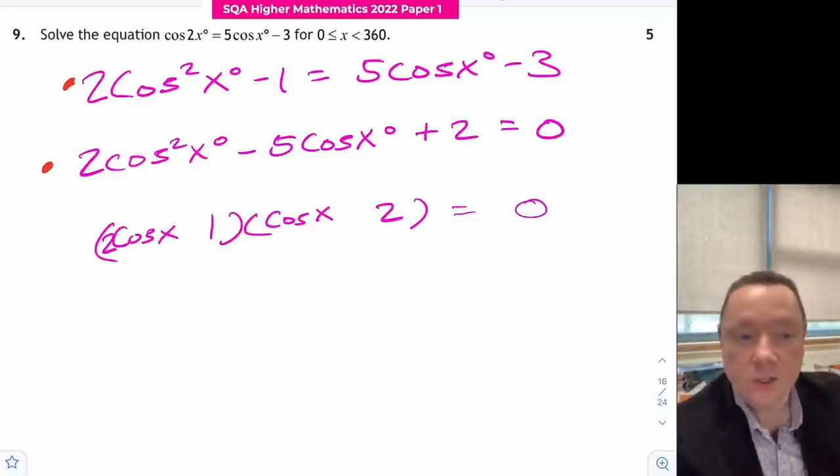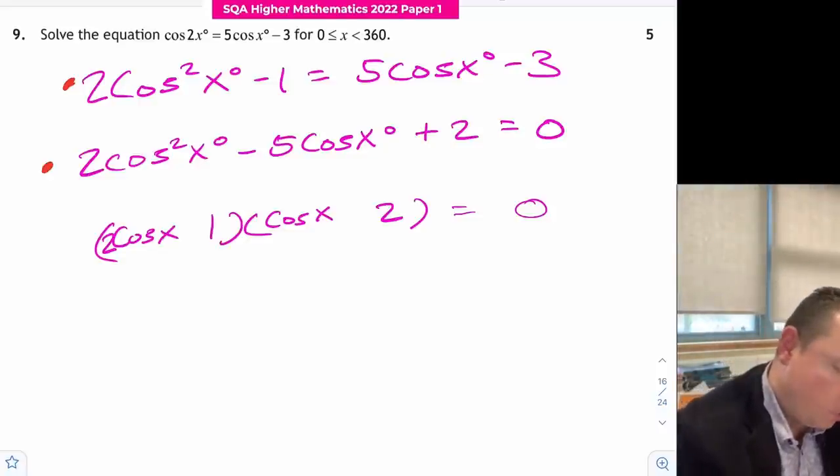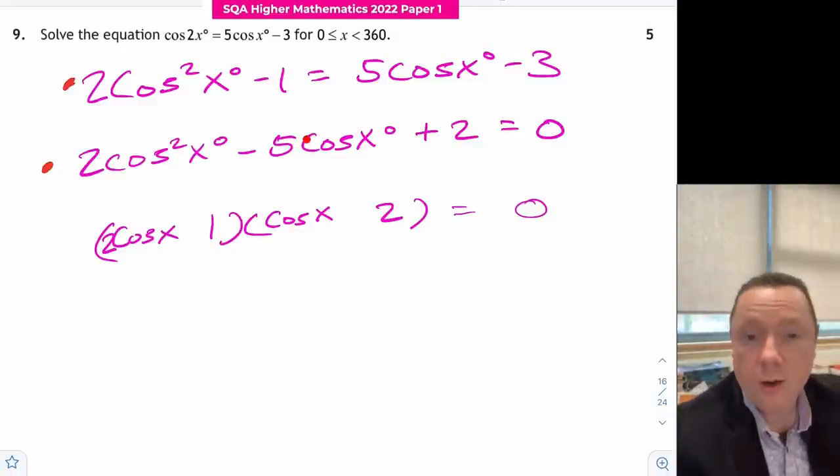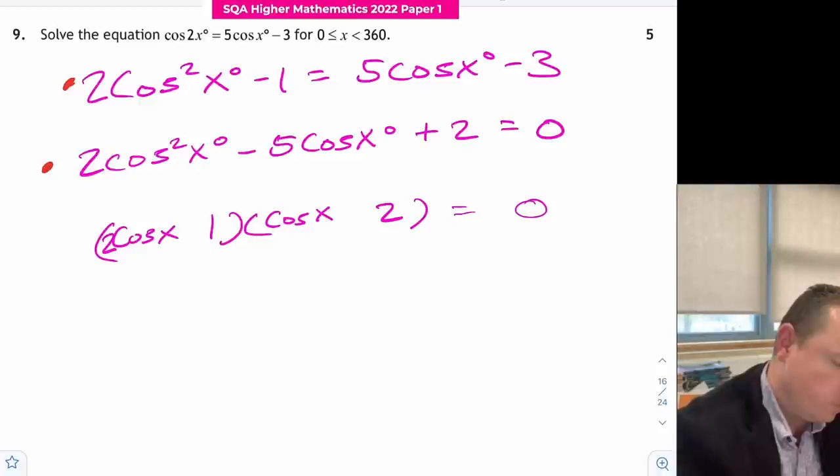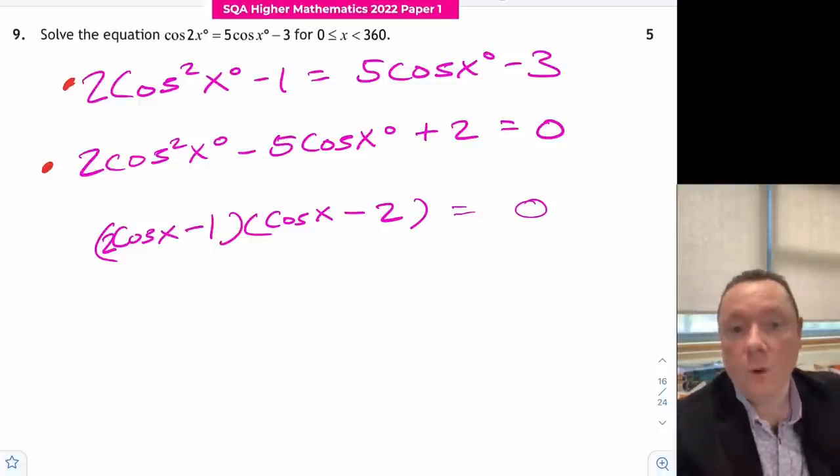And then getting our signs around the right way. It's a positive at the end, so we either have to be both negative or both positive. And an easy way to work that out is the middle term's negative, so we're both negative. So there we are. We get a mark for working that out.